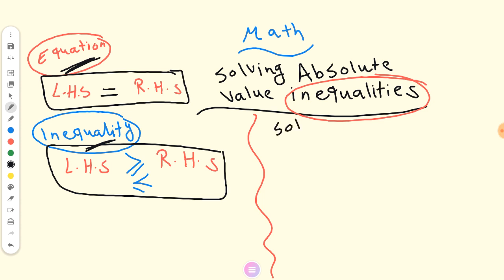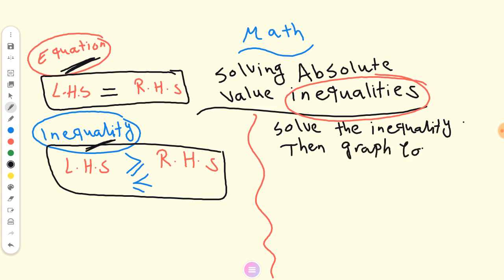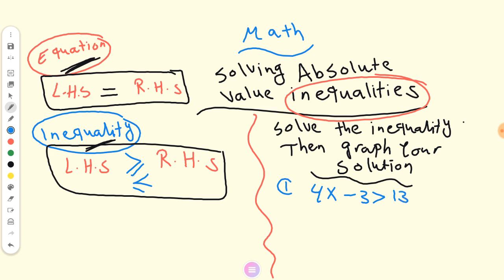Okay, solve the inequality and then graph your solution. Number one, 4x minus 3 more than 13. 4x minus 3 more than 13. How can I solve that inequality?